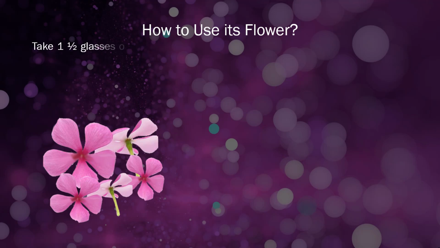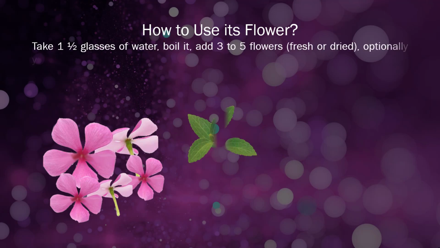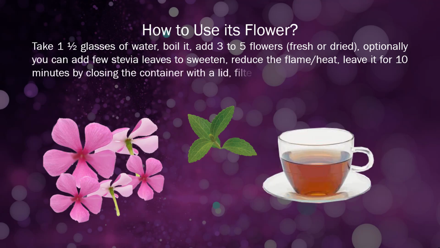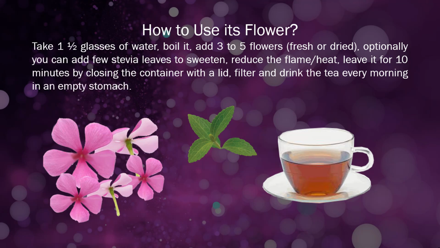Take 1½ glasses of water, boil it, add 3 to 5 flowers, fresh or dried. Optionally, you can add a few stevia leaves to sweeten. Reduce the flame, heat, leave it for 10 minutes by closing the container with a lid. Filter and drink the tea every morning on an empty stomach.